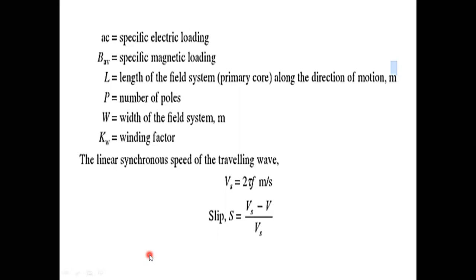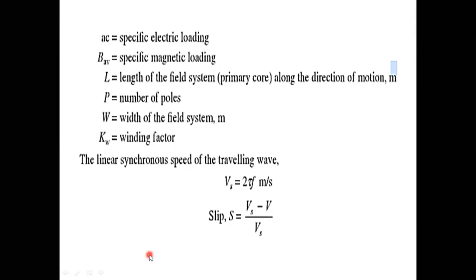B average is the specific magnetic loading, L is the length of the field system along the direction of the motion, P is the number of poles, W is the width of the field system, and K W is the winding factor. Then we observe the thrust equation.